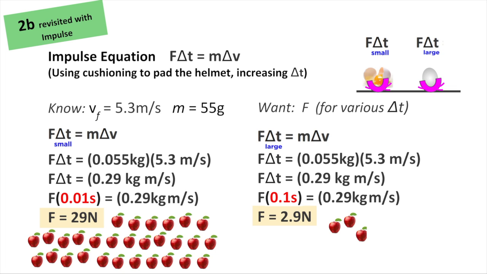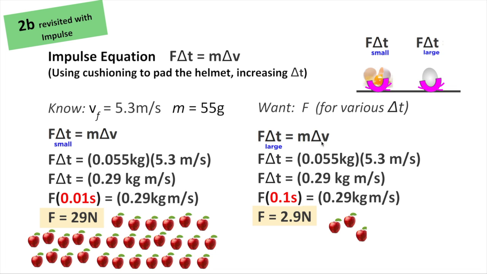That's a lot of force, right? I would suspect that the egg would crack. But let's take a different scenario. Let's solve the exact same problem, but let's make delta t large. Let's spread out that time. Give it some cushioning. Let's let that egg have a little time to come to rest, to go from moving at 5.3 meters per second to 0.